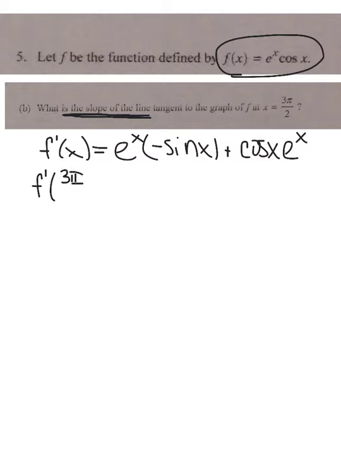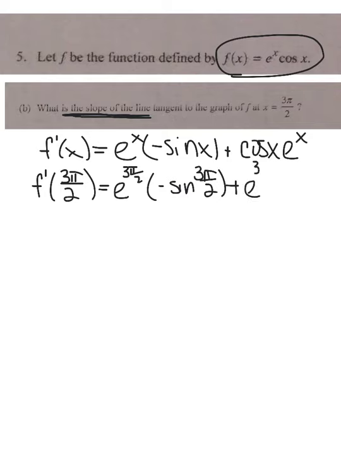Now remember, 3 pi over 2 is really 270 degrees. So I want e to the 3 pi over 2, which there's no way I'm going to know what that is, but that's okay, times negative sine of 3 pi over 2, plus, I'm going to put that e to the x in front, so e to the 3 pi over 2 times the cosine of 3 pi over 2.